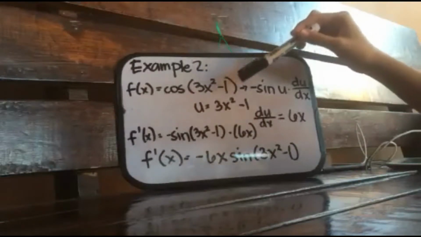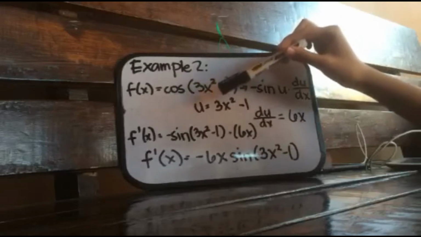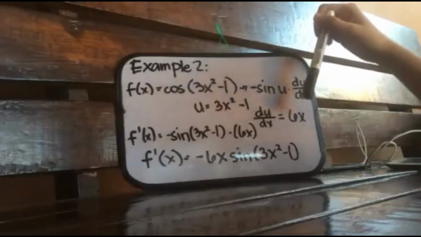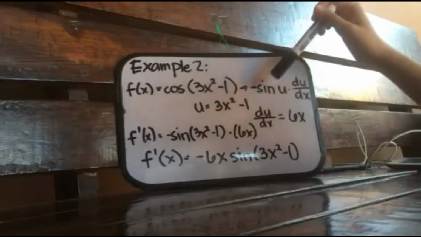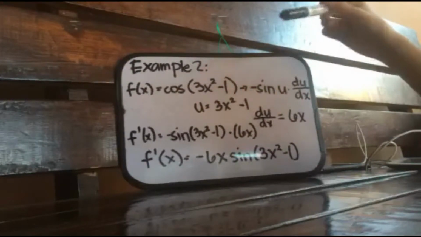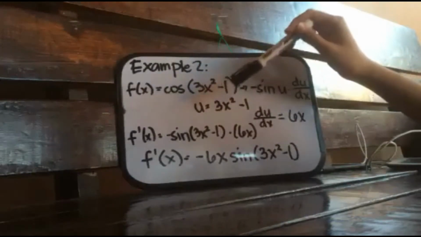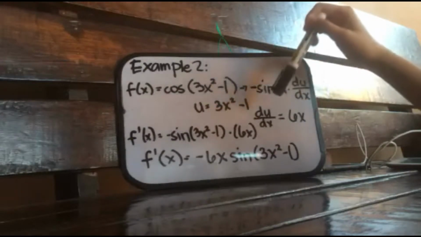So, nakuha natin yung 6x sa derivative ng value ng u. And ginamitan natin yan ng power rule. Yung exponent, i-multiply natin siya sa base, which is 3. 3 times 2 is equal to 6x. Then, yung negative 1, makakancel na lang siya. Kaya, ito yung natirang value ng du over dx. So, after na magka-come up tayo sa answer na negative sine 3x squared minus 1 times 6x.